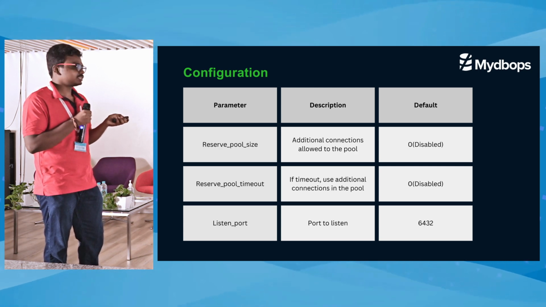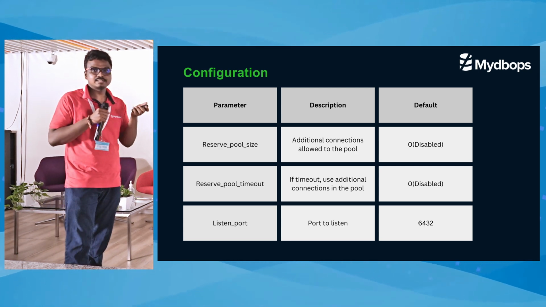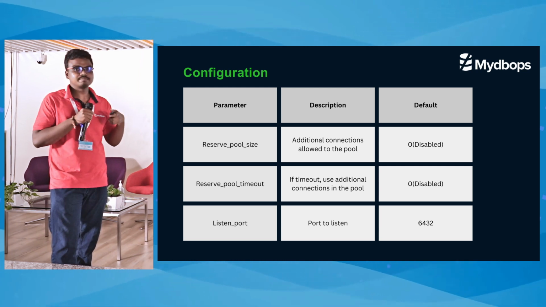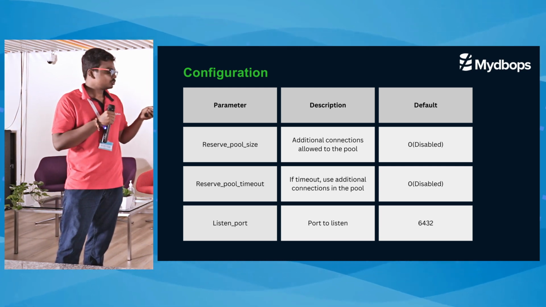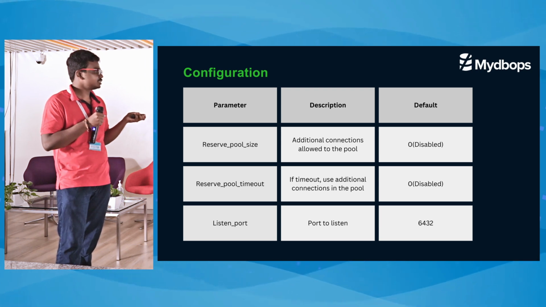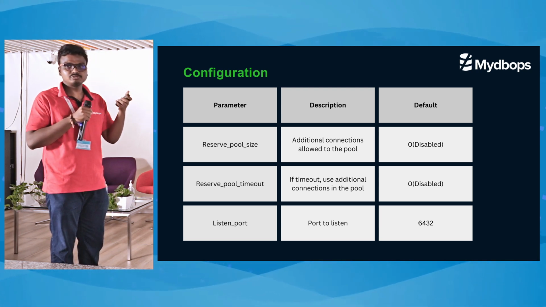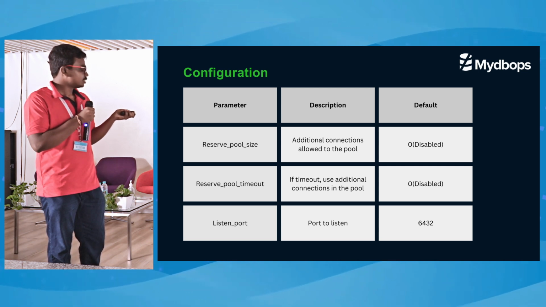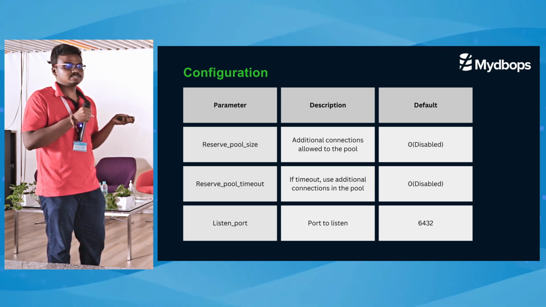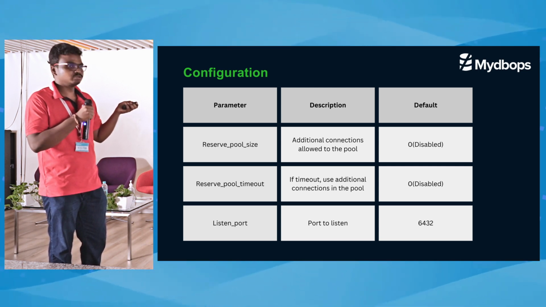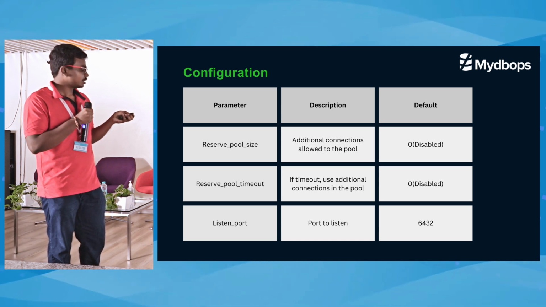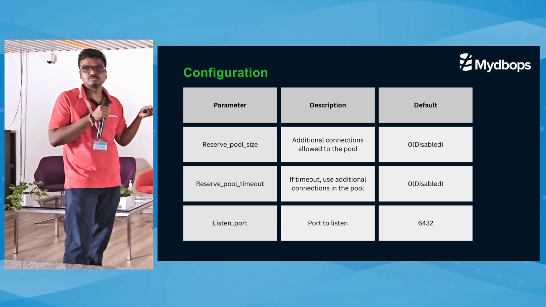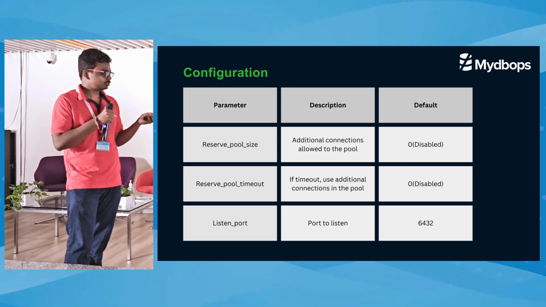And the reserve pool size: in case of any sudden spike in traffic, we may need some kind of reserved backup. So if you want reserved pool size, in such a situation of sudden huge traffic, you can make use of it. Reserve pool timeout says how much time we need to wait before using the reserve pool. And the listen port is the port on which you want PgBouncer to run. Default is 6432.